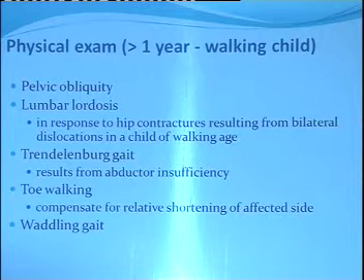On physical examination in a child older than 1 year, or a walking child, there is a pelvic obliquity because of contracture developing, and lumbar lordosis. In response to hip contracture resulting from bilateral dislocation in a child of walking age, there may be Trendelenburg gait because of abductor insufficiency, toe walking because of shortening, and waddling gait in bilateral dislocation.